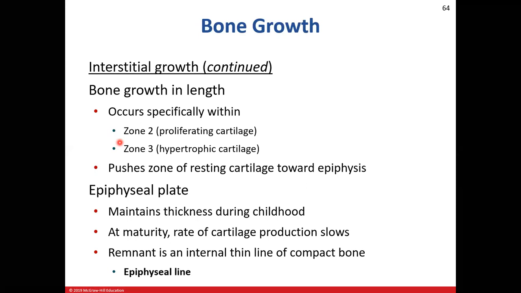And then as we mature, that rate of cartilage production begins to slow down. And so the rate of production can't keep up with the rate of ossification. And so finally we get where the epiphyseal plate ossifies, and the remnant of that epiphyseal plate is an internal thin line of compact bone called the epiphyseal line.